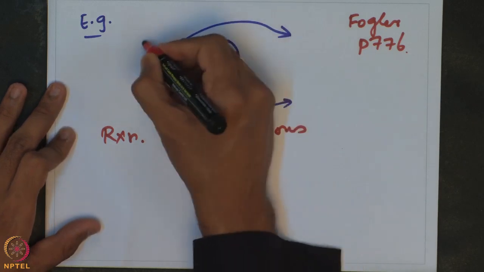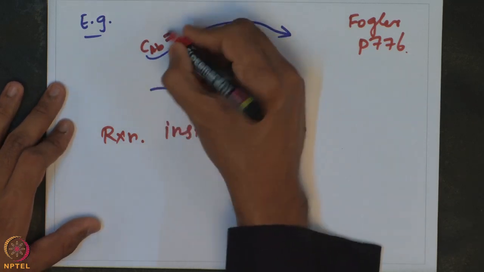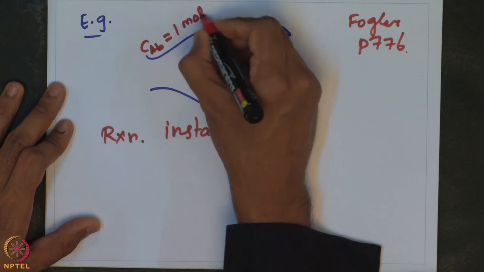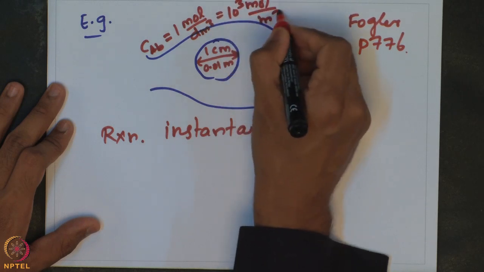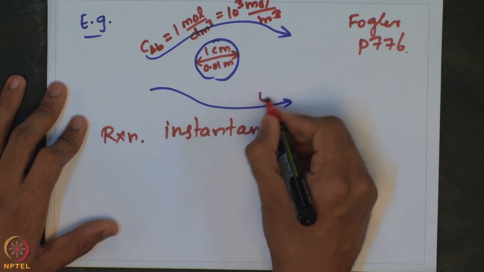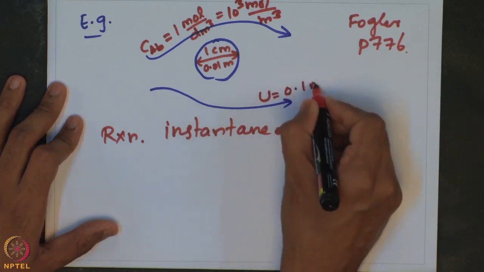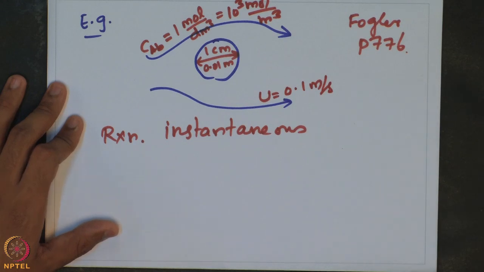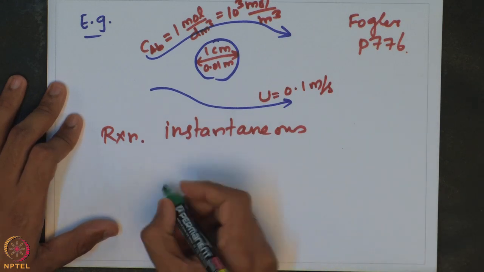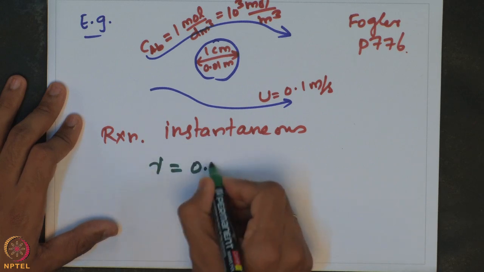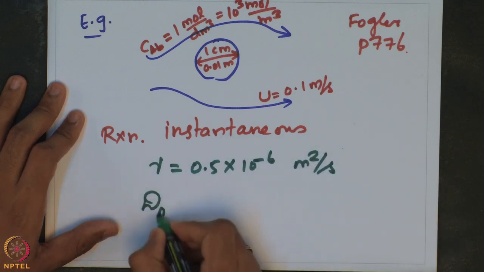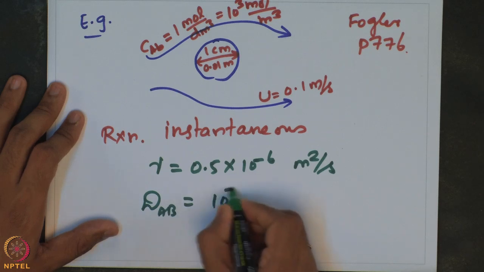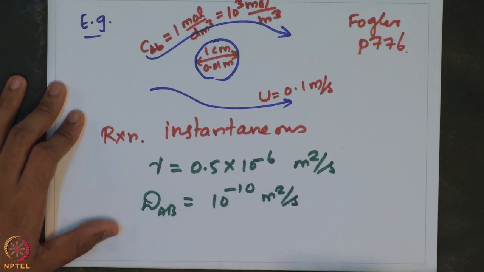If the concentration of the species in the bulk is equal to 1 mole per decimeter cube, which is essentially 10 to the power 3 moles per meter cube, and if we assume that the fluid velocity is 0.1 meters per second, and the properties of the fluid are such that the kinematic viscosity is 0.5 times 10 to the power minus 6 meter square per second, and the equimolar counter diffusivity of the species is 10 to the power of minus 10 meter square per second.